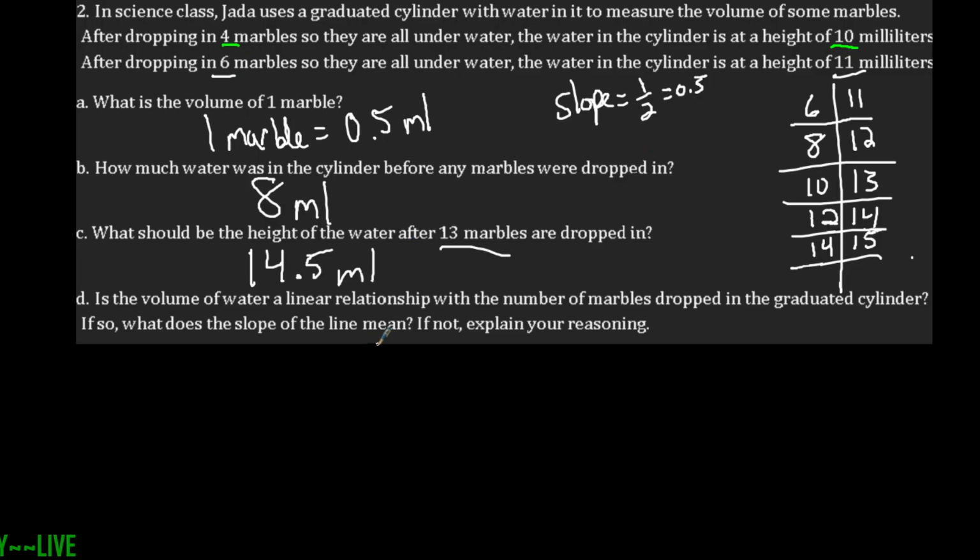And talking about that line, it says, is the volume of the water a linear relationship with the number of marbles dropped into the graduated cylinder? If so, what does the slope of the line mean? Explain your reasoning. So we're going to say yes, and then the slope of the line means the volume per marble. And that's how we found that 0.5.